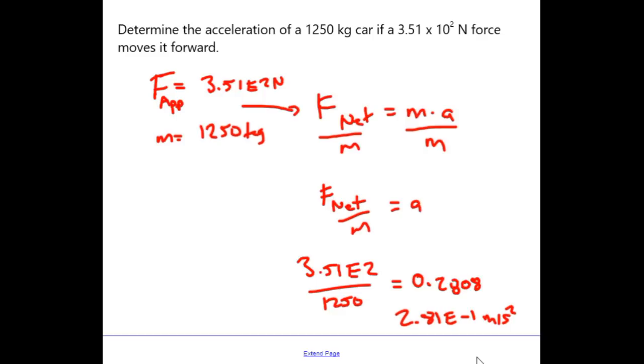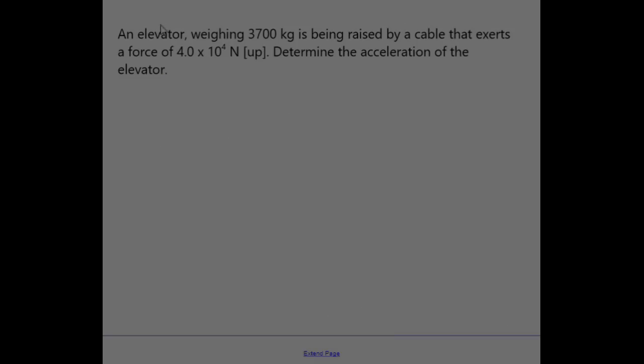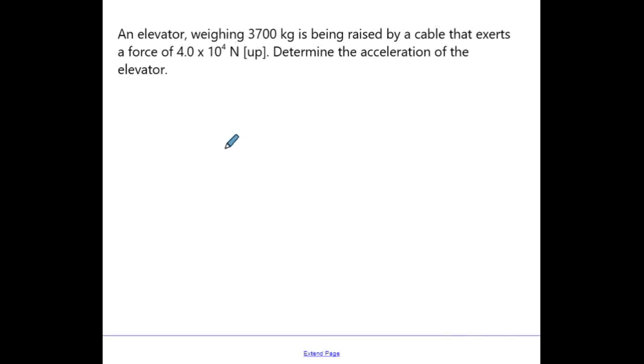So, like I always say, if you got lost somewhere along the way, pause the video, rewind, ask me to clarify. Otherwise, we'll just move forward and try another example. So here's a new scenario. This one's more of a vertical, up and down scenario.